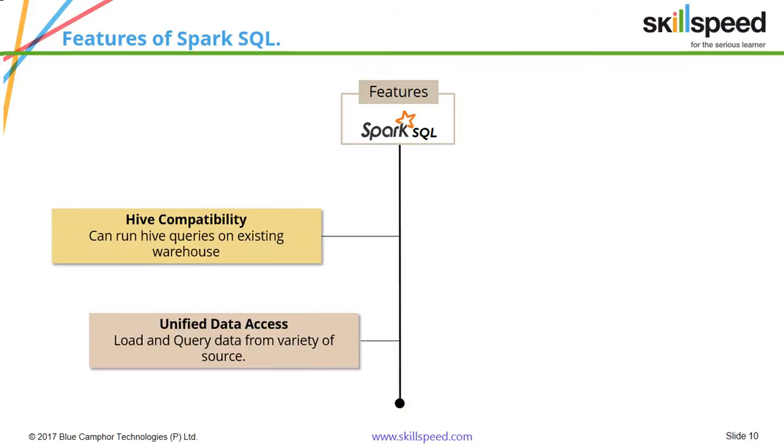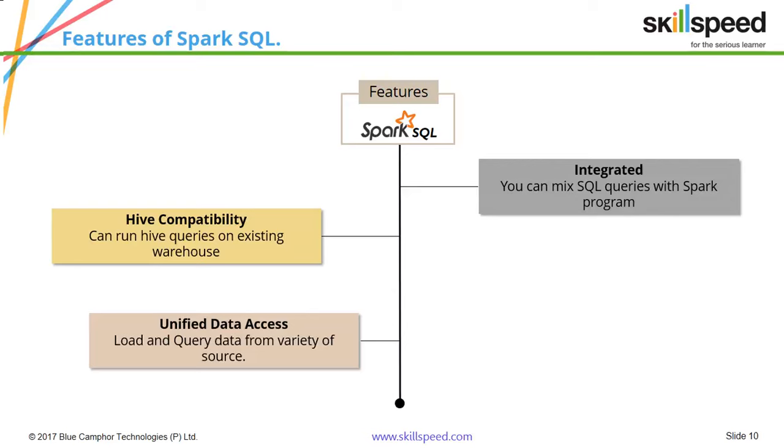And you have unified data access. What this actually means is that Spark SQL natively supports loading data from multiple sources. You can load your data from HDFS, from a local file system, from something like Amazon's S3, from RDBMS systems, and so on and so forth. So you get a kind of unified data access.